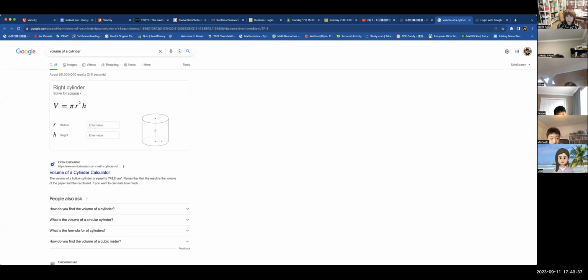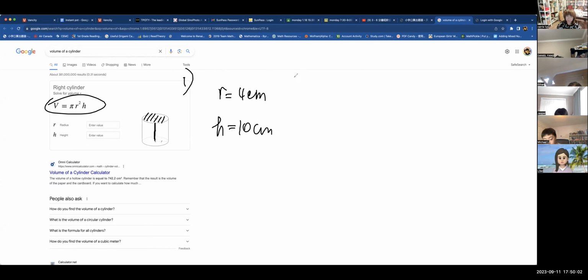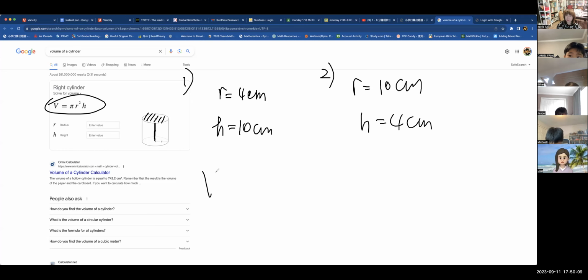So we have the area and times height. So area times height equals volume. Understand, everybody? Okay, so now let's calculate the volume of the cylinder first. The first one: the radius equals 4 centimeter and the height equals 10 centimeter. The second one: the radius equals 10 centimeter and the height equals 4 centimeter. So everybody please calculate the volume of the cylinder for me.